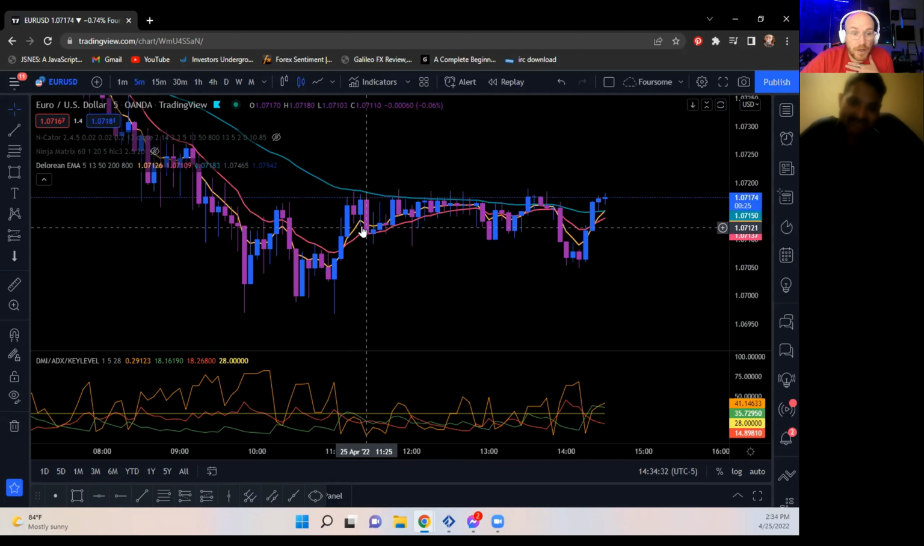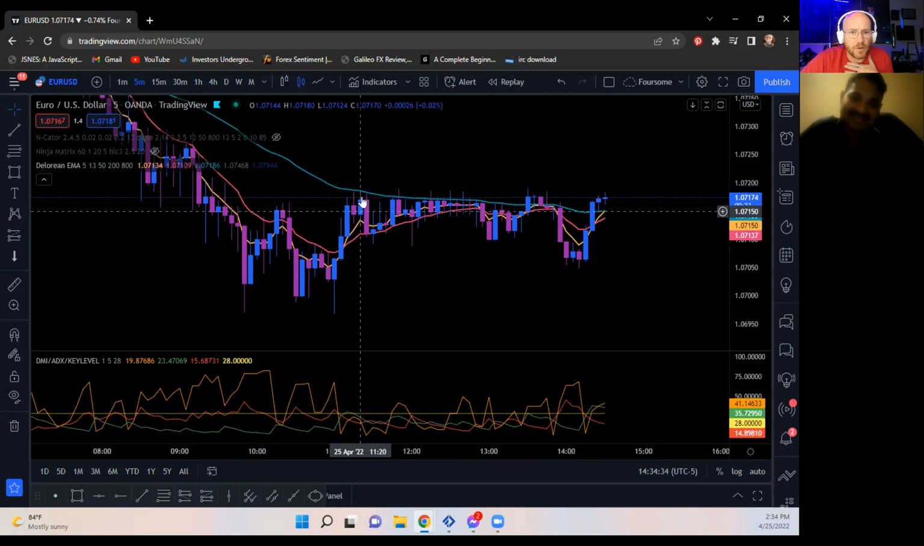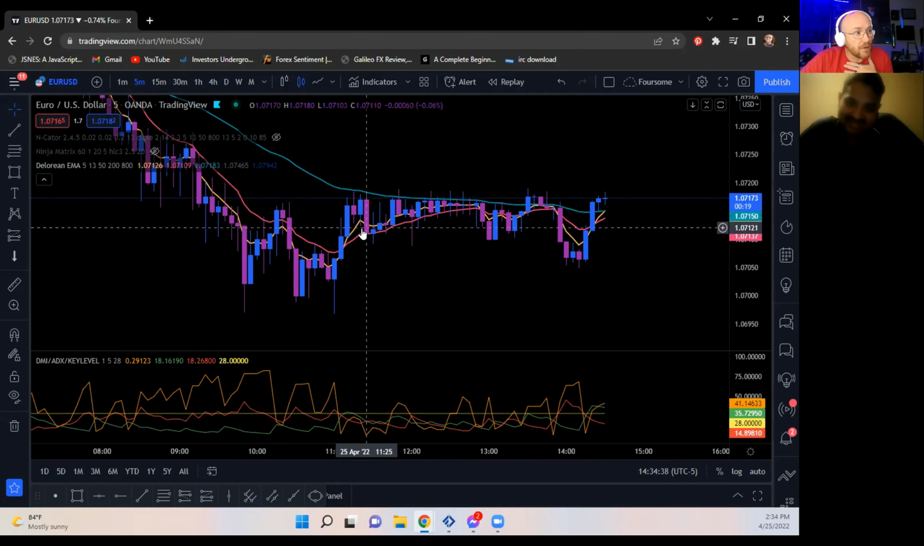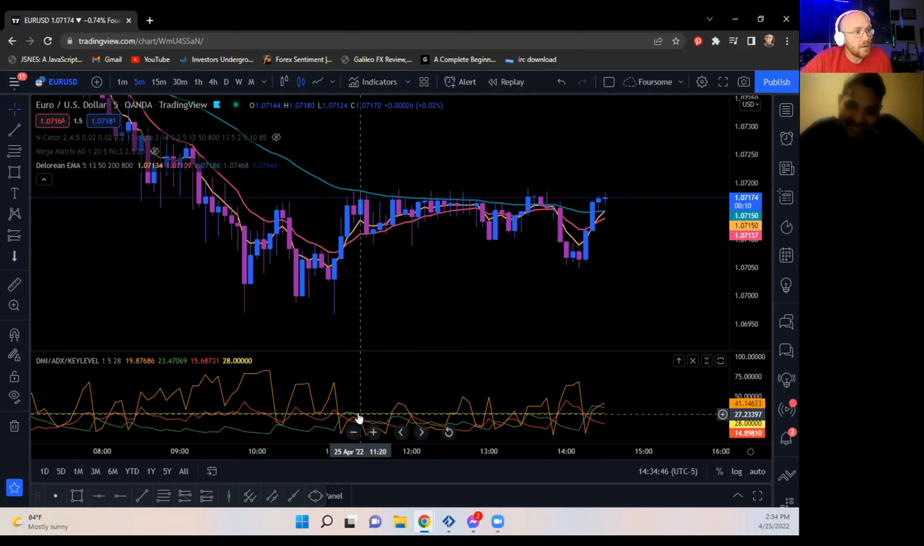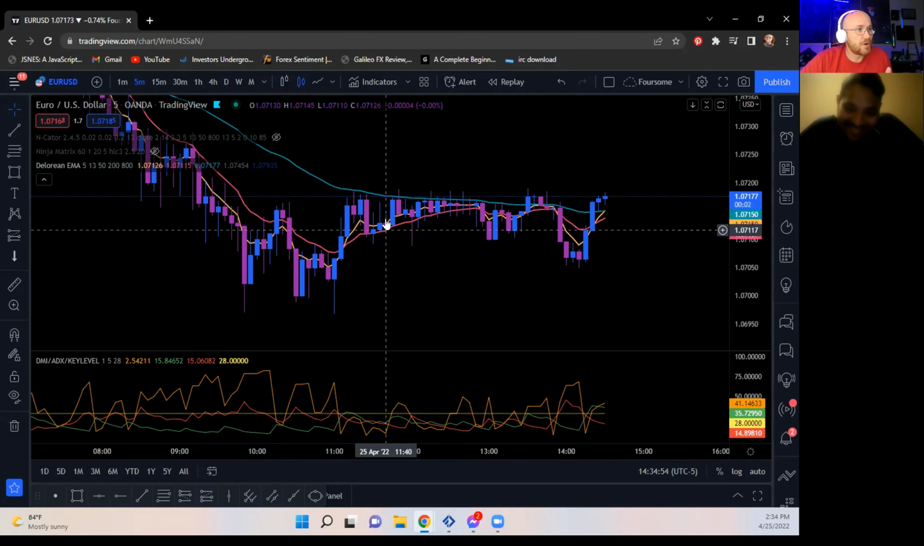Hey, this looks good. I'm going to enter the trade. It's an engulfing candle. It's bouncing off the 50. This is a good trade. The yellow is about to cross through the red. I should enter the trade, which is wrong, right? Because we don't enter until the yellow crosses through the red. But you look down here, the DMI is telling you, no, there's no power in this. Don't enter that trade. And sure enough, it turns the other direction.